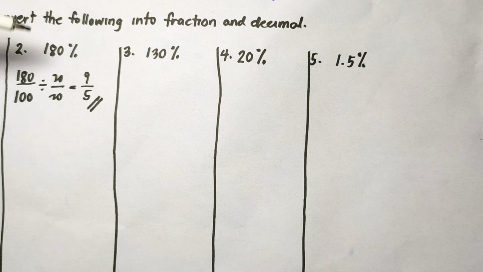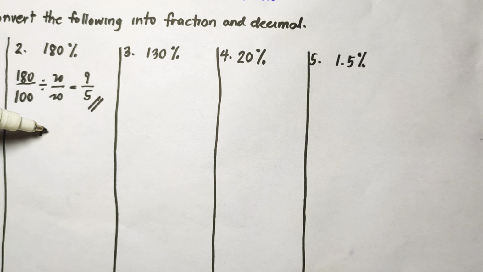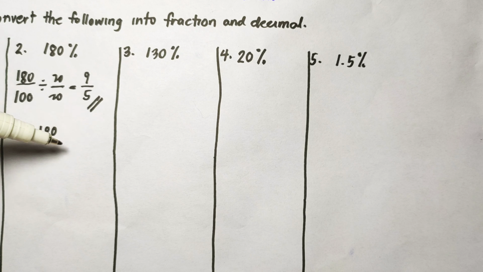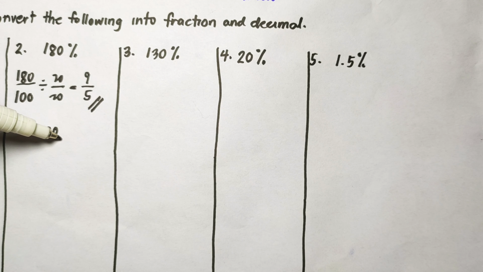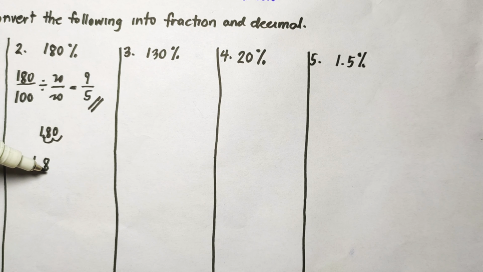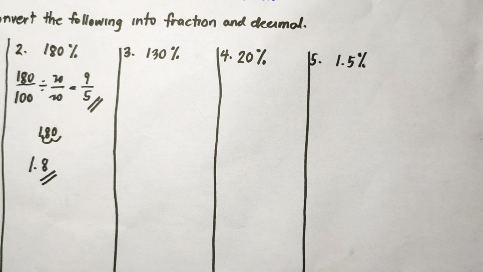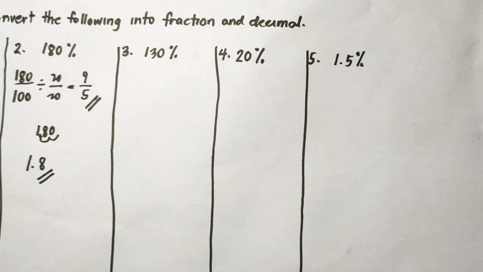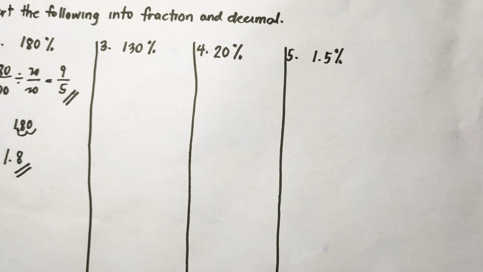What about in decimal? So from 180%, just move the decimal point to the left 2 times. 1, 2. So that will become 1.8 or 1 and 8/10 in decimal. Okay? So let's go to the next example, number 3.